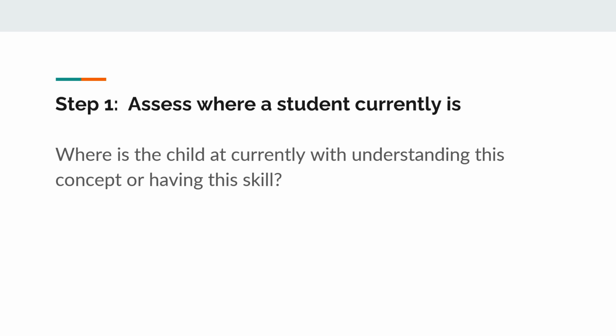Next, we're going to dive into a 6 or 7 step process using the zone of proximal development. So our first thing to do is to think about the child and where are they currently at in their understanding of this concept or having this skill. So really look at them and say, just where they are right now.